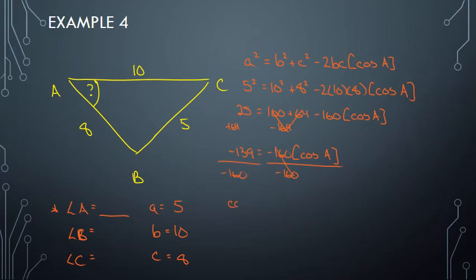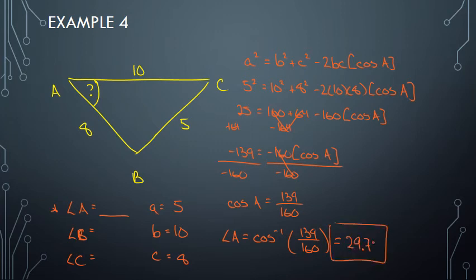Again, I like having my unknown on the left side, so this is where I flip it over. Once again, I have two negatives, so I'm going to choose not to write them because two negatives make a positive. I want angle A, not cos A, so angle A equals inverse cos of 139 over 160. Make sure you are in degrees. Second function, cos, bracket, 139 divided by 160, close the bracket, hit equals. 29.7 degrees, rounding to one decimal place.